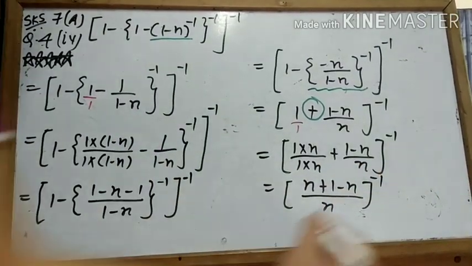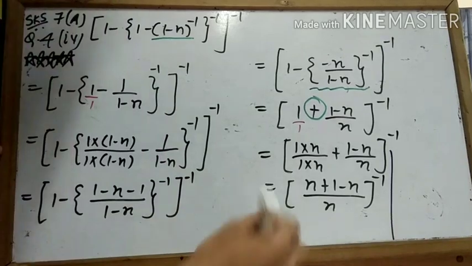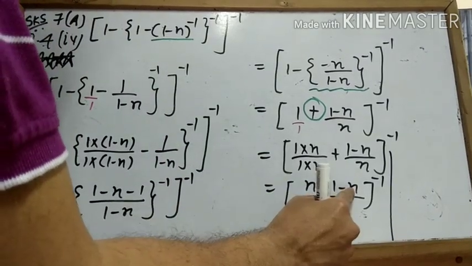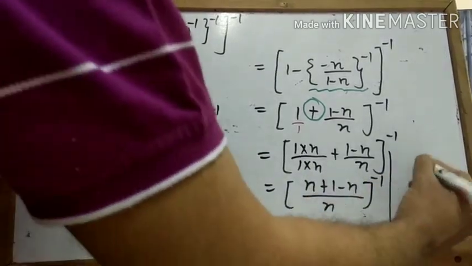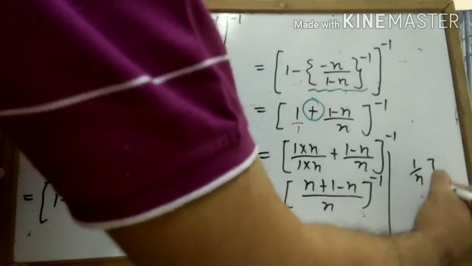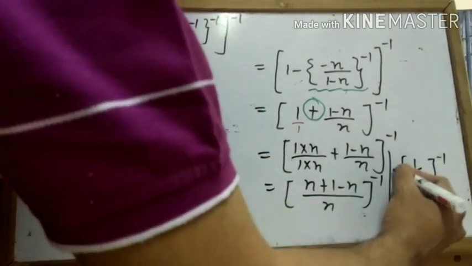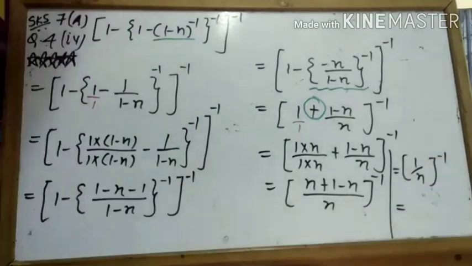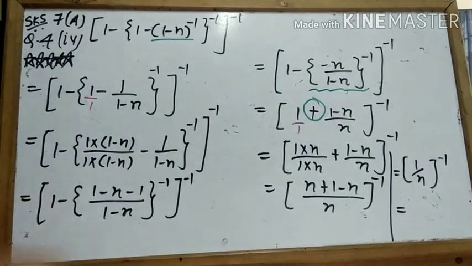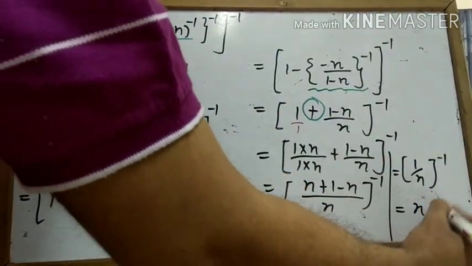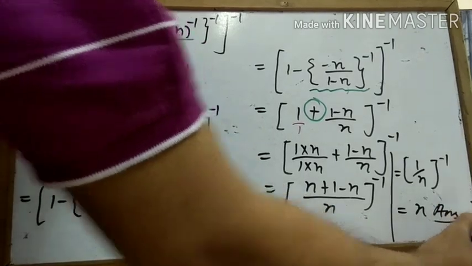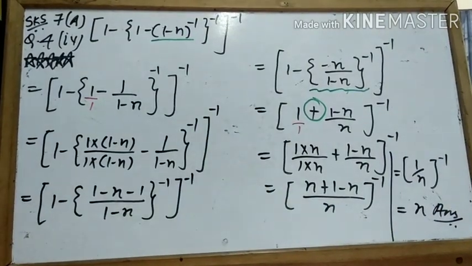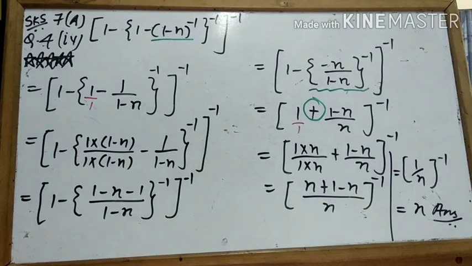Now what happens here is something very interesting. n minus n becomes 0. This becomes 1 upon n. So we have 1 upon n whole raised to -1. And again, I am taking the inverse of that particular thing. I am applying the rule. So this becomes n.